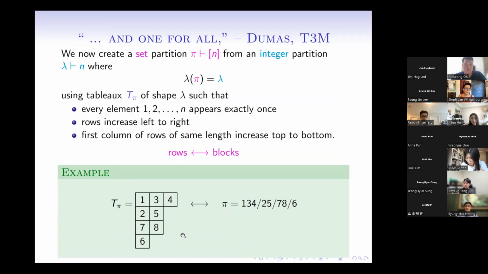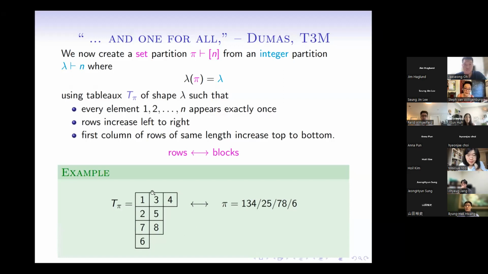Now, that's all well and good, but we're still only dealing with partitions. Now we need to create a set partition from an integer partition. And we're going to do this using Tableau. And if we've got our set partition pi and our integer partition lambda, then our Tableau t pi is going to be of shape lambda, subject to the following rules. Every element 1, 2, up to n appears exactly once. Rows must increase as we read them from left to right. And if you have rows of the same length, then the first column entries have to increase top to bottom.